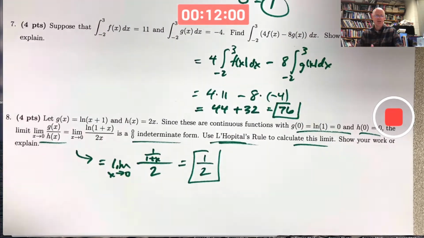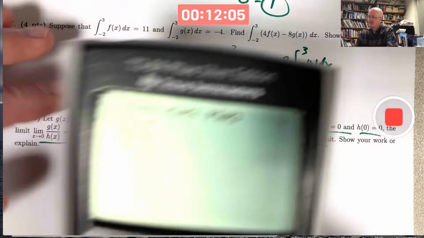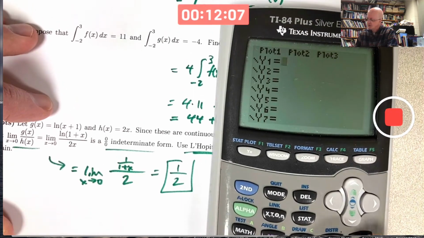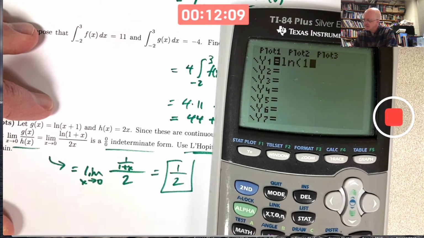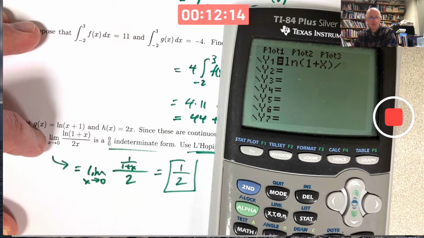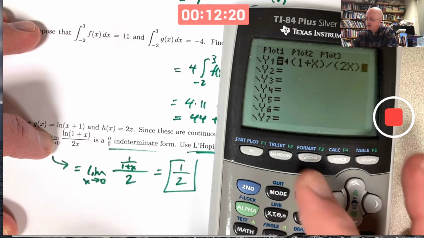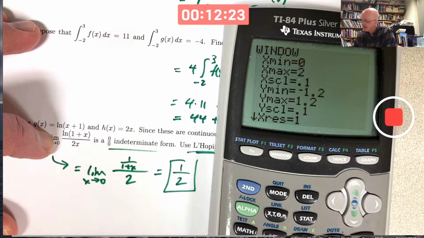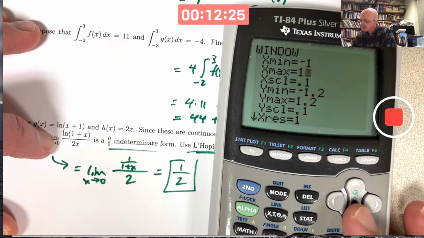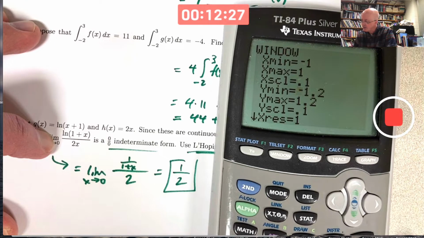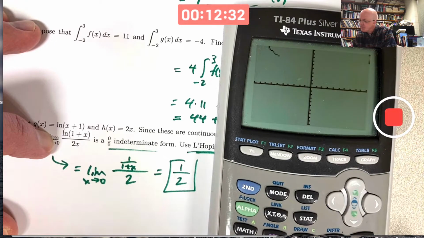There we go. And if you don't believe it, or you're not sure, you can always use your calculator to graph this function, just double checking things. Natural log of 1 plus x divided by 2x, talking about the original function here. I want to plot this near 0 and see if it seems to be approaching 1/2, and that would give me confidence that I did it right. So let x go from -1 to 1, say, and y go from maybe -1 to 1 as well. And let's take a look at the graph.